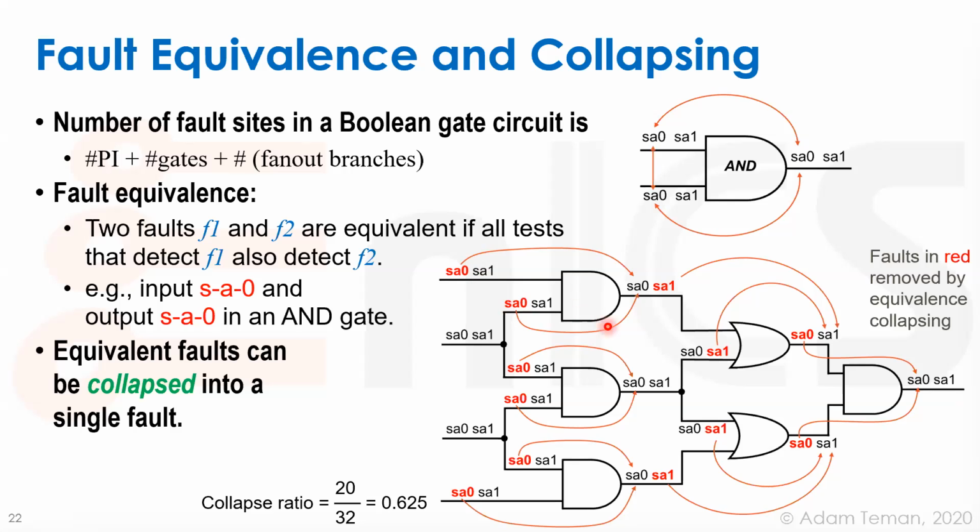So we only need to hold one of them, and we can collapse this by 40%. So we get a collapse ratio. We only need to check 20 faults out of the 32 that are here, and that helps us reduce the complexity of how many faults we have in our circuit.